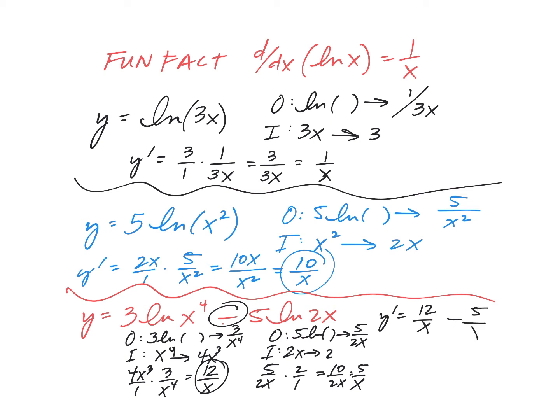Now, my final answer, I've got 12 over x minus 5 over x. If you left it like that, that's okay, but because they have a common denominator, we can simplify to 7 over x. Right, which would be awesome if you had that for your final answer.